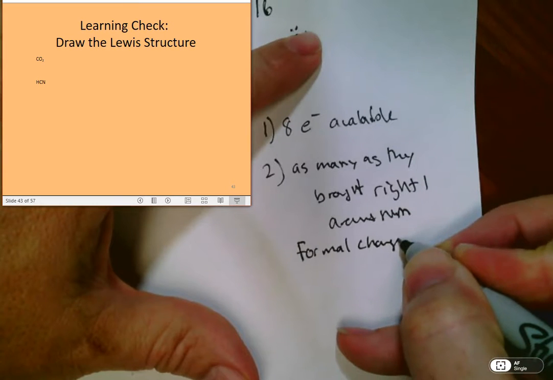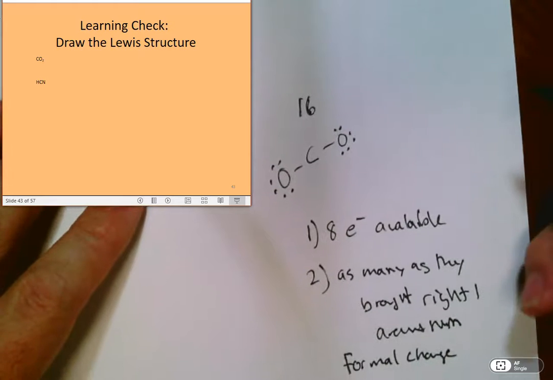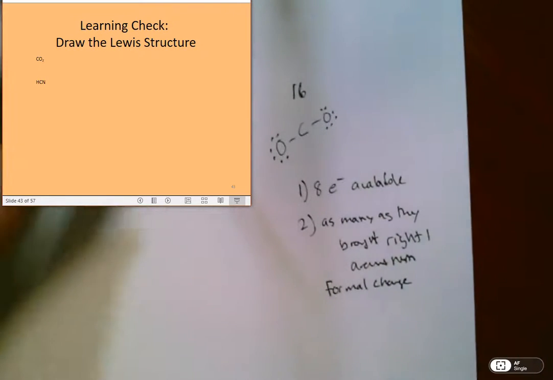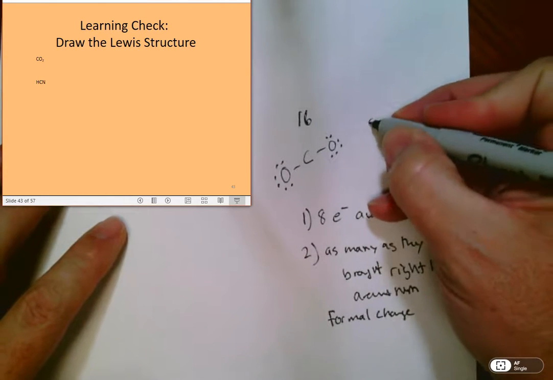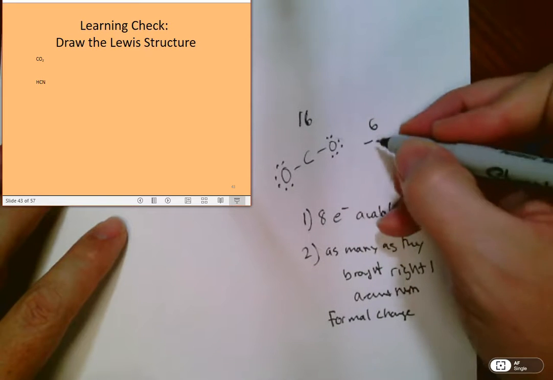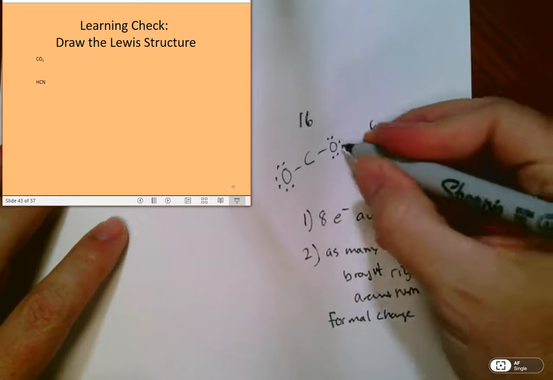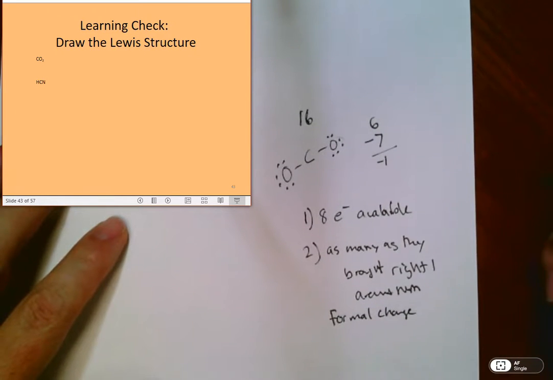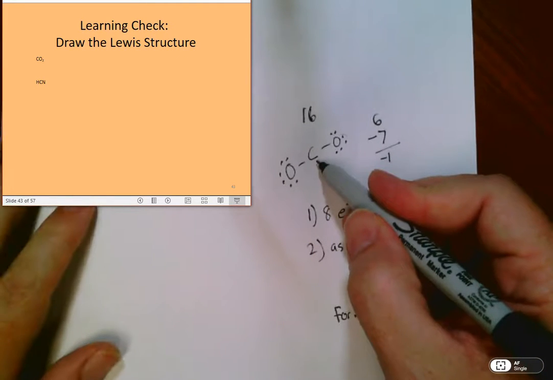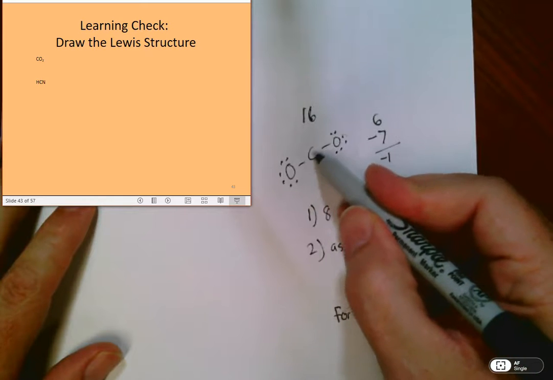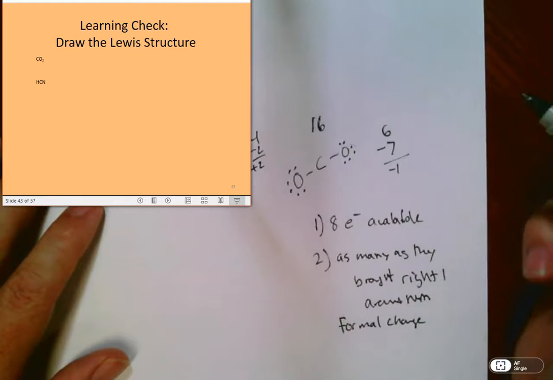Okay, the formal charge on an atom within a compound. And you can identify that formal charge by looking at the number of electrons oxygen brought, for example, which was 6, minus the number of electrons which are right around it, which is 7. So right now, this oxygen has a formal charge of -1. All right? This oxygen is in the same condition, also has a formal charge of -1. This carbon has only 2 electrons right around it, so it brought 4 minus 2. It has a formal charge of +2 right now.